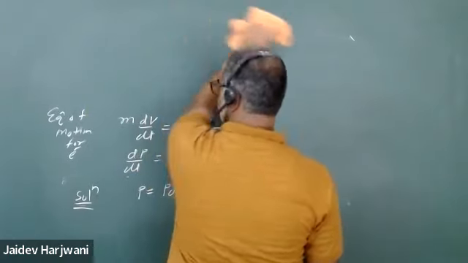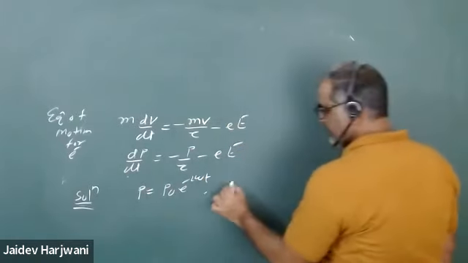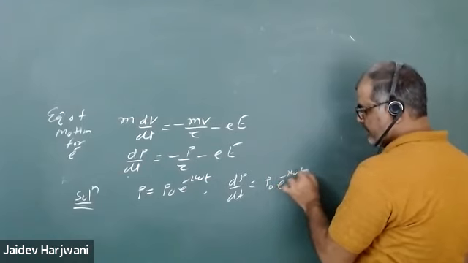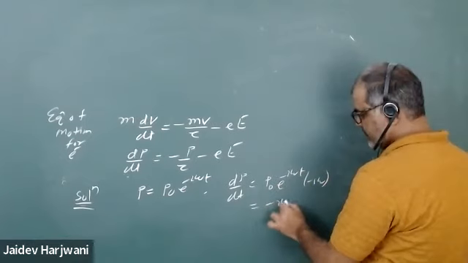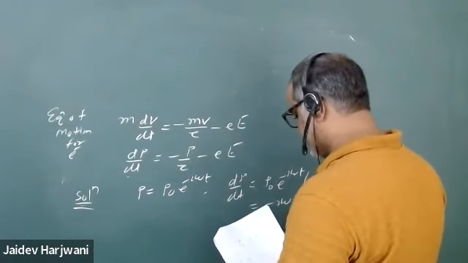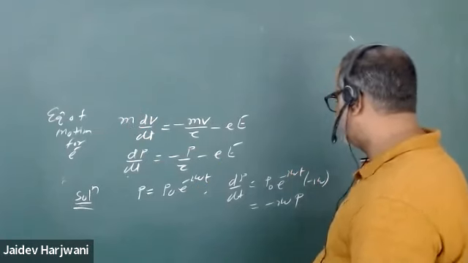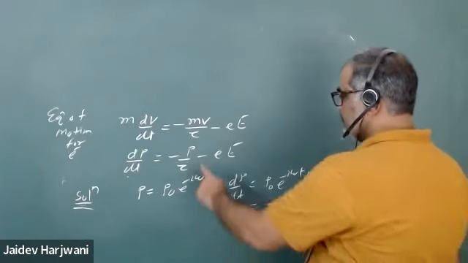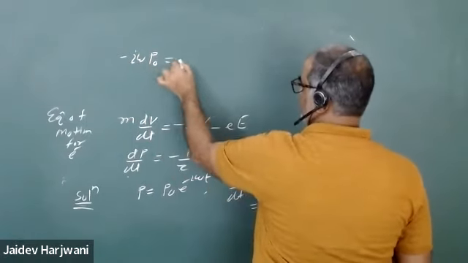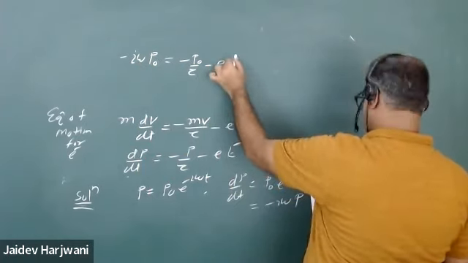So if I put these values here, dp/dt will come as p0 e to the power minus i omega t, and you get minus i omega again, times p. If you solve this equation, putting these values, this will come out as minus i omega p naught, equals minus p naught by tau, minus e E naught.